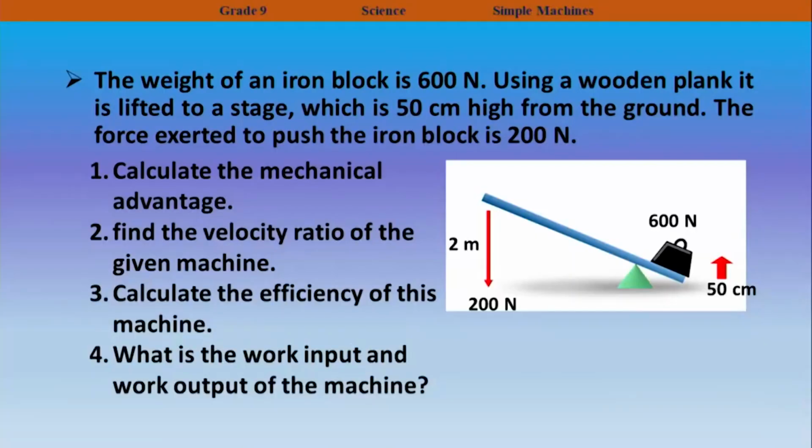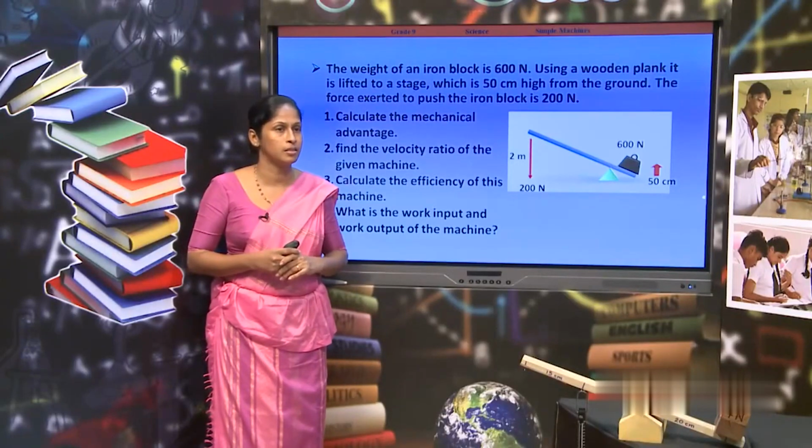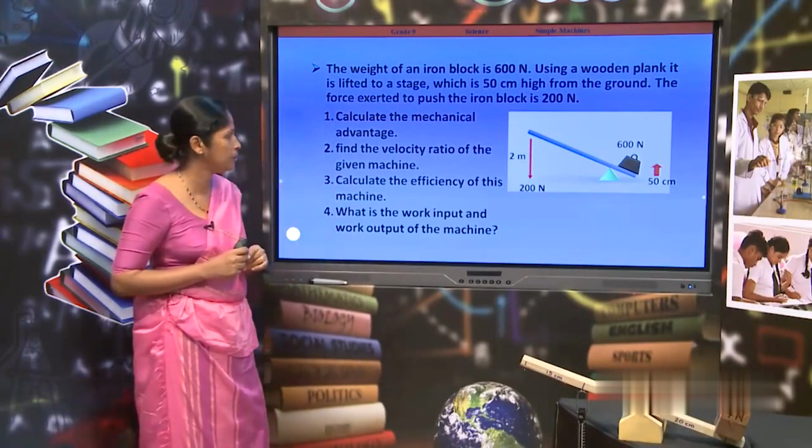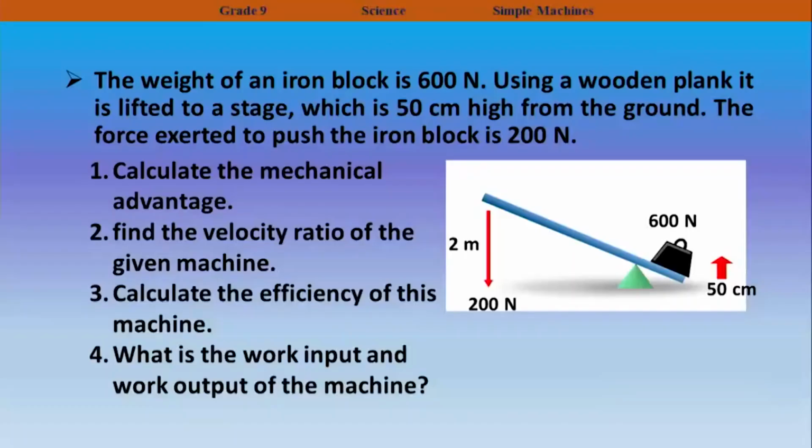Our first question, calculate the mechanical advantage. Can you remember how to calculate the mechanical advantage? Yes, you write it on a paper. And second question, find the velocity ratio of the given machine. Again, do you remember how to calculate velocity ratio? Third question, calculate the efficiency of this machine.